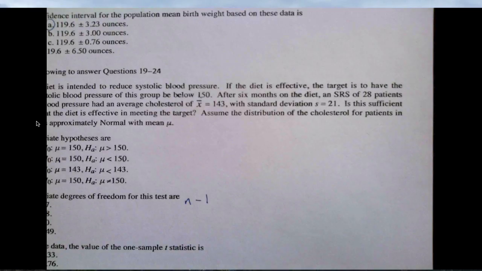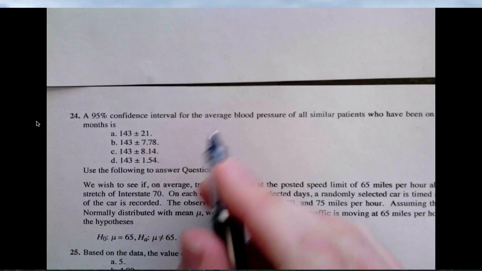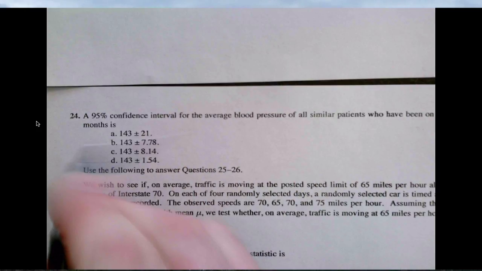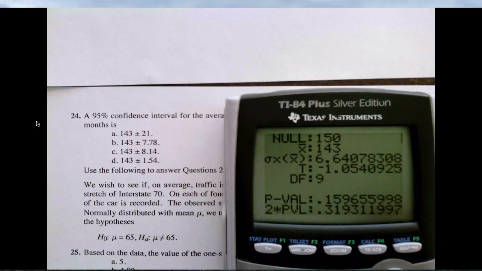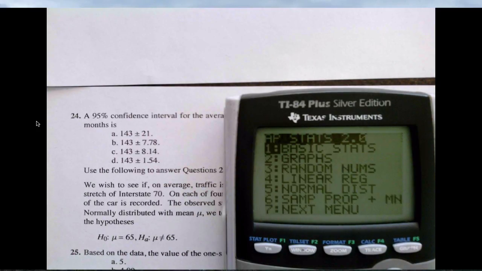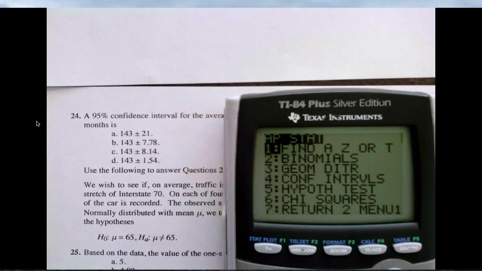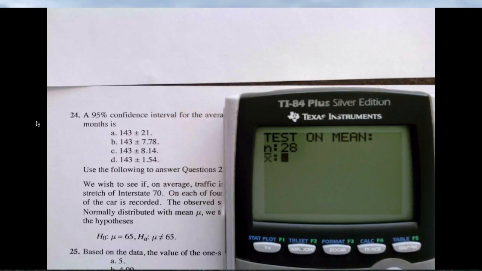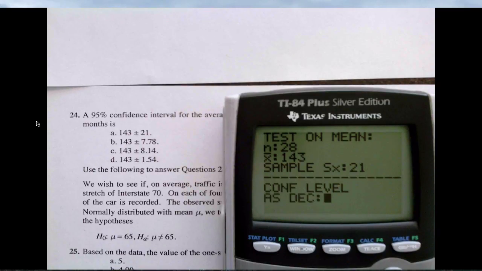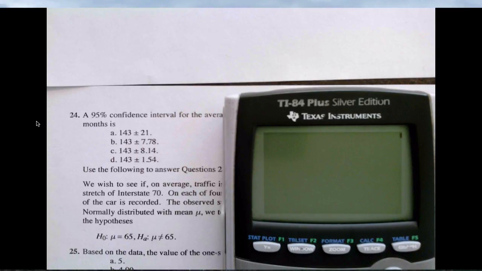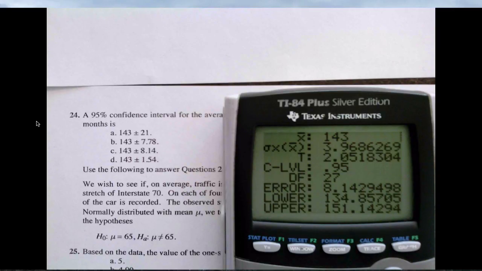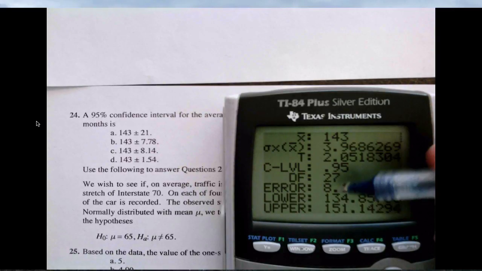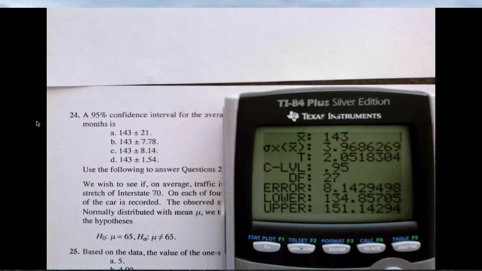All right, we had one more question related to these. It says a 95% confidence interval for the average blood pressure for similar patients who have been on a diet for 6 months is what? So if you do the exact same thing and run it as a confidence interval, I'm going to go back to confidence interval 4. We're going to do a t-test on mean. The n was 28, the x bar was 143, 21 for the standard deviation. Confidence level is 95. And here's our data. And so we have our 143 plus or minus the error of 8.14. So that is here.